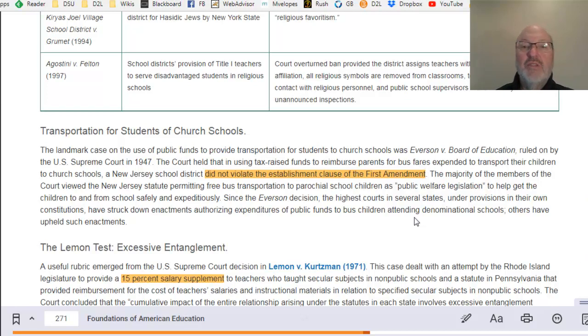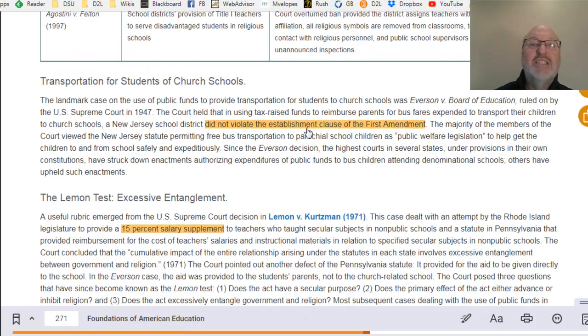I went to private school and got on the public school bus nearly every day of my life until the very last day, until I graduated. Members of the court viewed the New Jersey statute permitting bus transportation to parochial schools as public welfare legislation to help children get to school safely. So this has been challenged again, but to my knowledge, it hasn't been overturned.